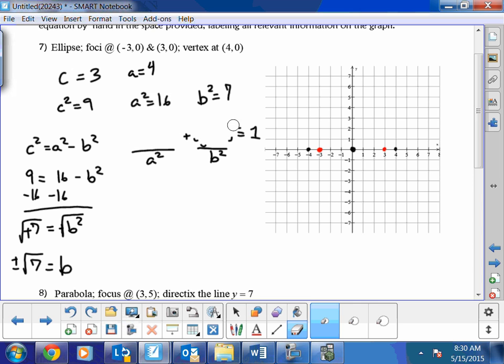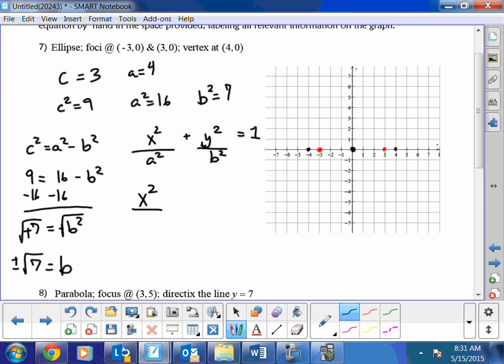This. Once you identify that the center is there, you really don't need to worry about it, it's really x squared, y squared. And then actually you could build your equation. Your equation is going to be x squared over 16 and y squared over 7, equal to 1.